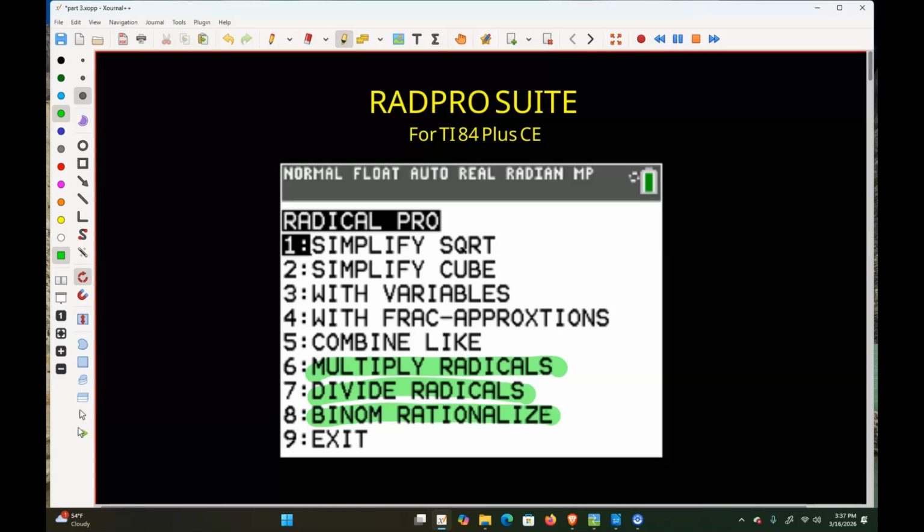Let's get started. Make sure you have the previous programs loaded. If not, pause and grab them from the description. Alright, here we go.